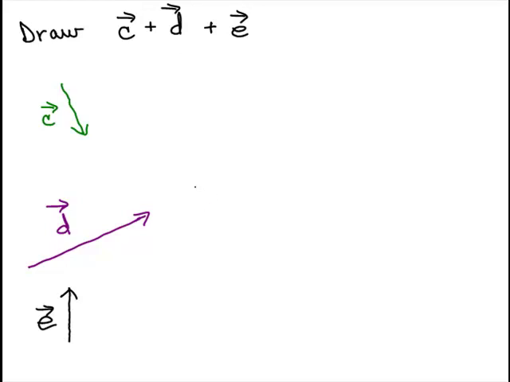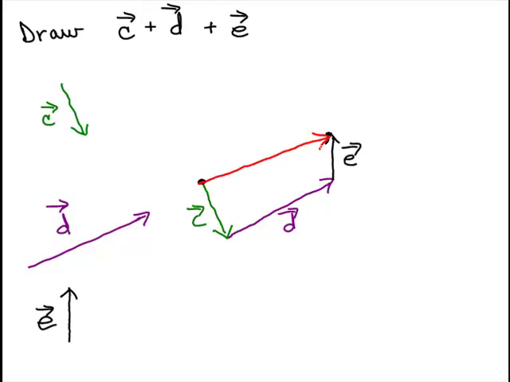So I'm going to do it. I'm going to start off with C. Looks like it's something like this. Then to that I'm going to add D, which looks like it's about like that. And then E looks like it's going straight up from there. So here's my starting point. Here's my ending point. And so that right here should be my vector C plus D plus E.